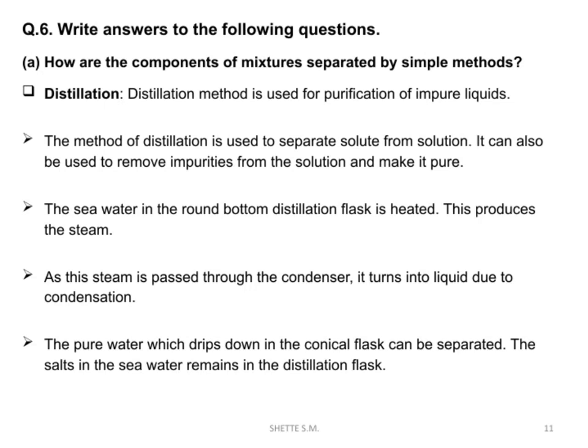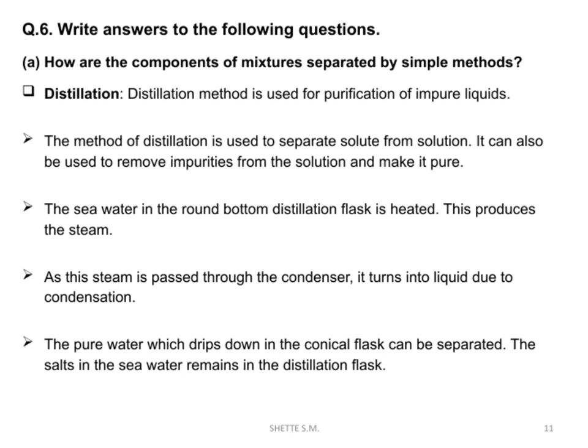Let's talk about how the components of mixtures can be separated using simple methods, with a focus on distillation. Distillation is a very important technique, especially when we need to purify impure liquids. For example, if we have seawater and want to obtain pure water, distillation is the way to go. The process involves heating the seawater in a round bottom flask. As we heat it, the water turns into steam. This steam then travels through a condenser, where it cools down and condenses back into liquid form.